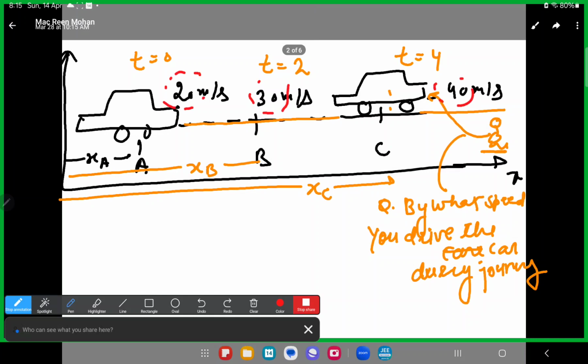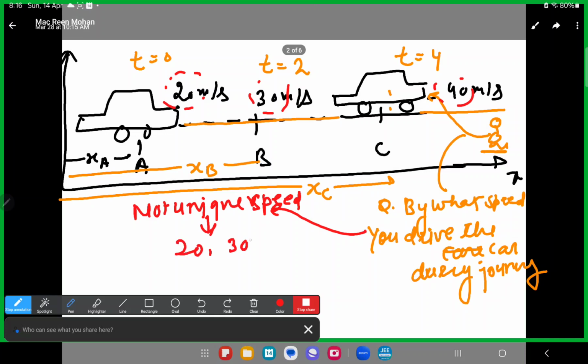So don't you feel there's so much data? So the answer would not be unique. Speed, but there are three speeds he might be thinking of. Once more than one speed is there at different times, we will use the concept of average. So he is going to give me the average velocity.